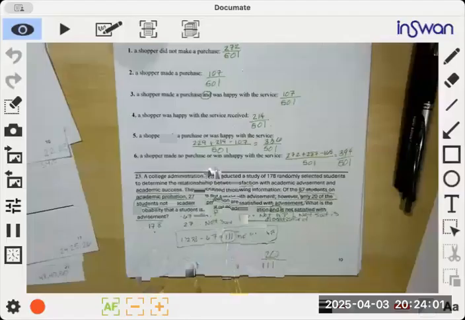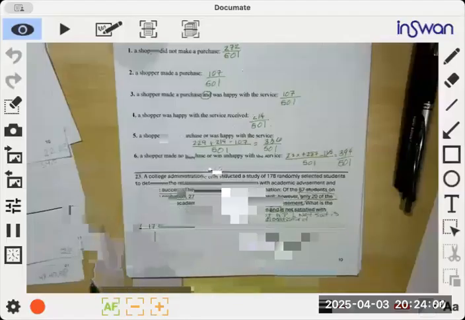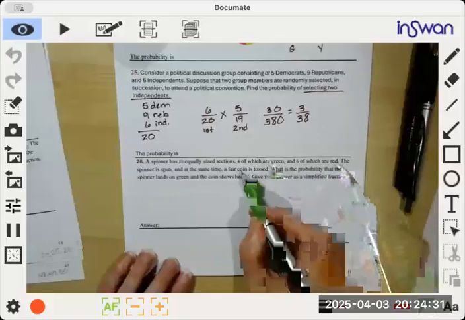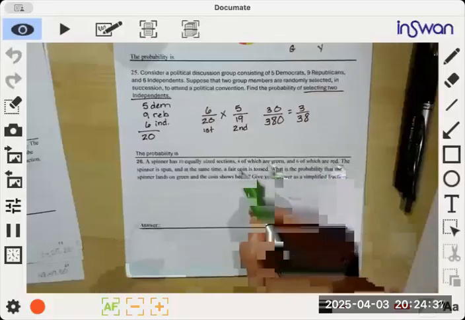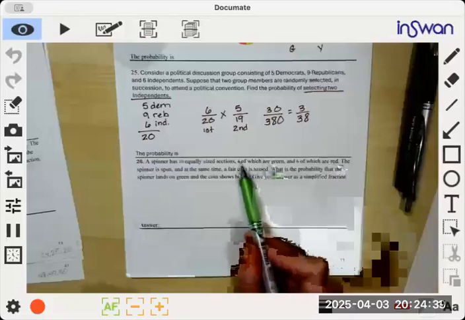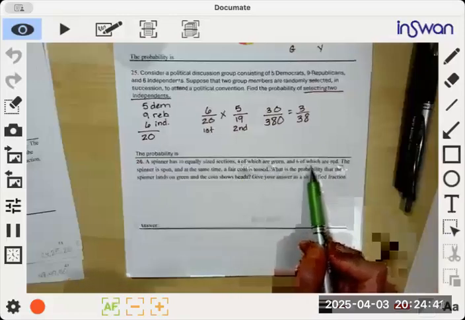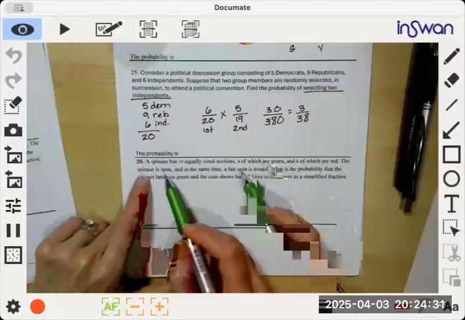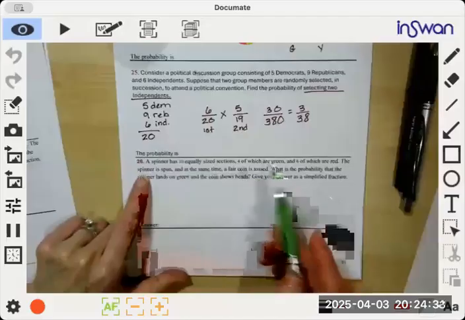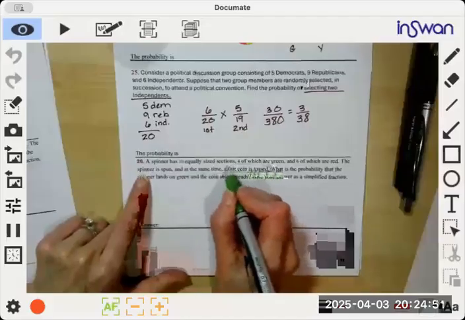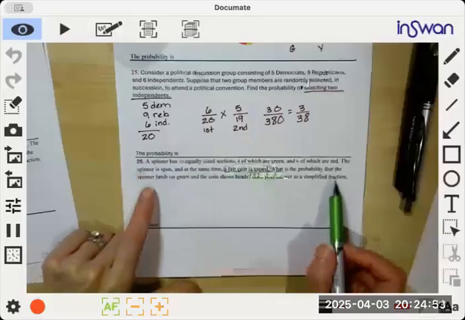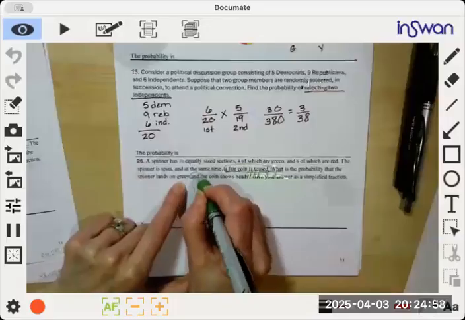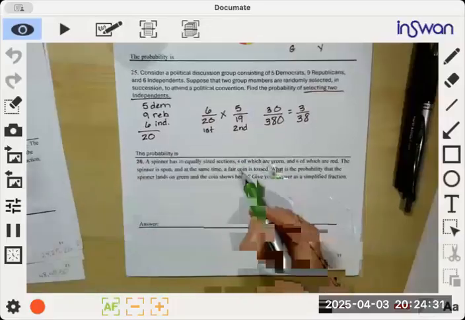So I have a spinner with 10 equally sized sections, 4 of which are green and 6 are red. I'm not even going to attempt to draw the spinner, but we know 4 are green and 6 are red, and they're all equally spaced, so that makes up that 10. The spinner is spun, and at the same time, a fair coin is tossed. What's the probability that the spinner lands on green and the coin shows heads?